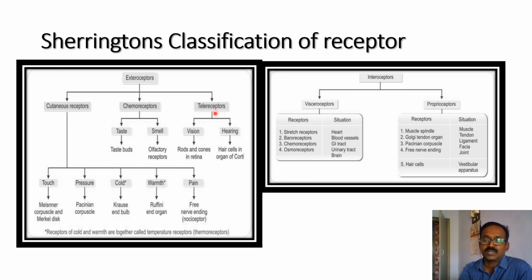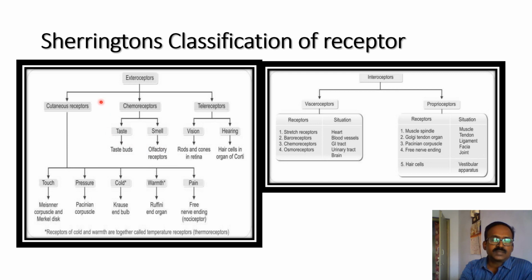Telereceptors are receptors that respond to impulses from away from the body. Vision responds through the rods and cones. Hearing, the sound, is responded to by the hair cells of the organ of Corti. These are telereceptors. Among chemoreceptors, taste buds respond to the taste of food, and smell is sensed by the olfactory receptors.